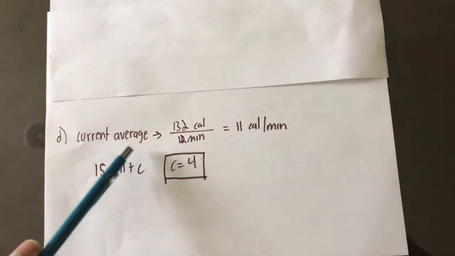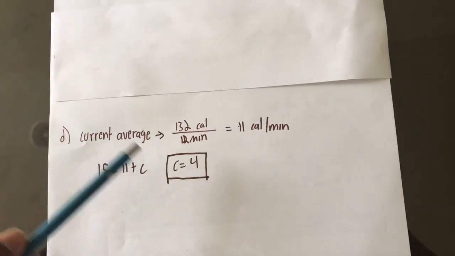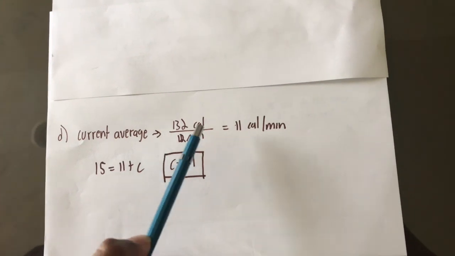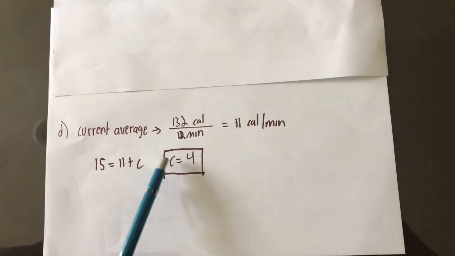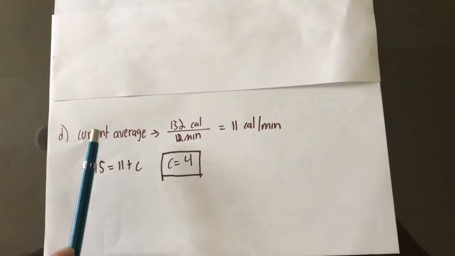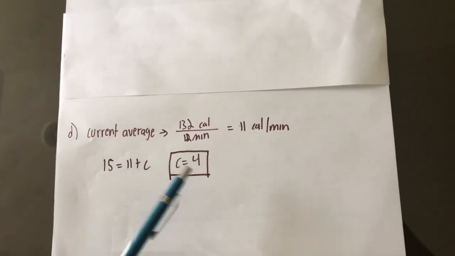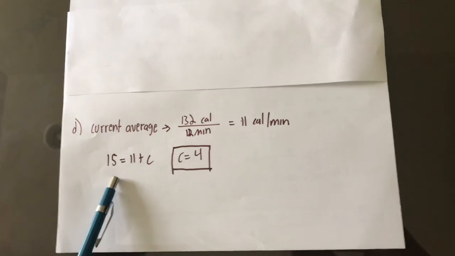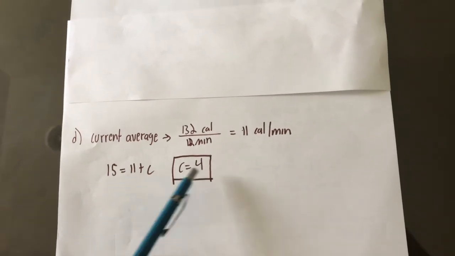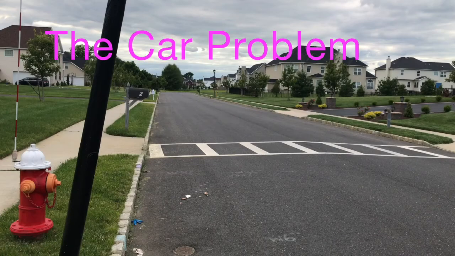per minute. That's found by taking the total amount of calories burned over the interval 6 to 18 over 12 minutes, the difference from 18 to 6. Since we need the average to be 15, all you have to do is add 4, which is c.